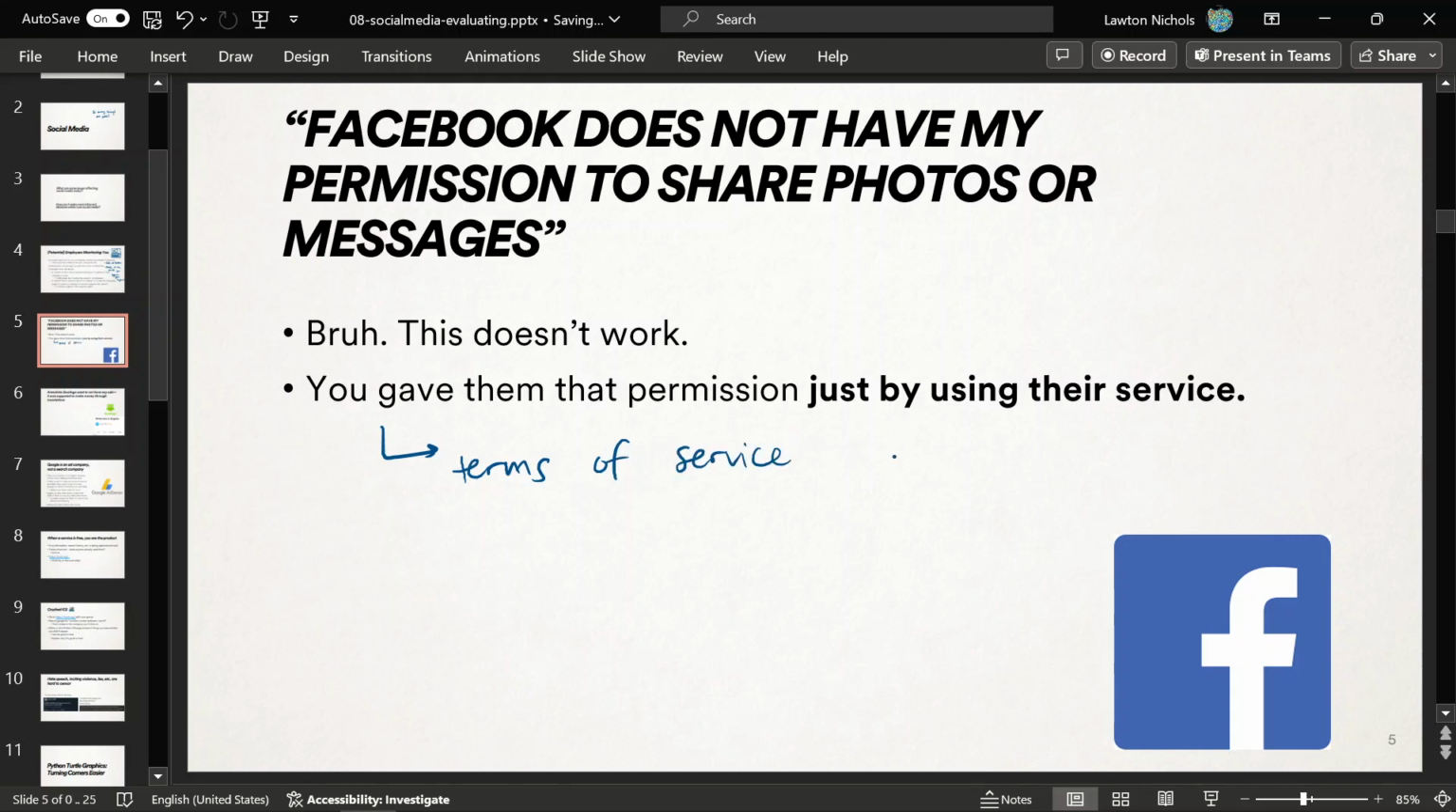Just by signing up for a Facebook account, you have agreed to Facebook's terms of service, and they can do whatever they want. They can train their AI on the images that you post. That's the idea. Okay, so that's the thing. Hopefully we knew that, but now we all definitely do.